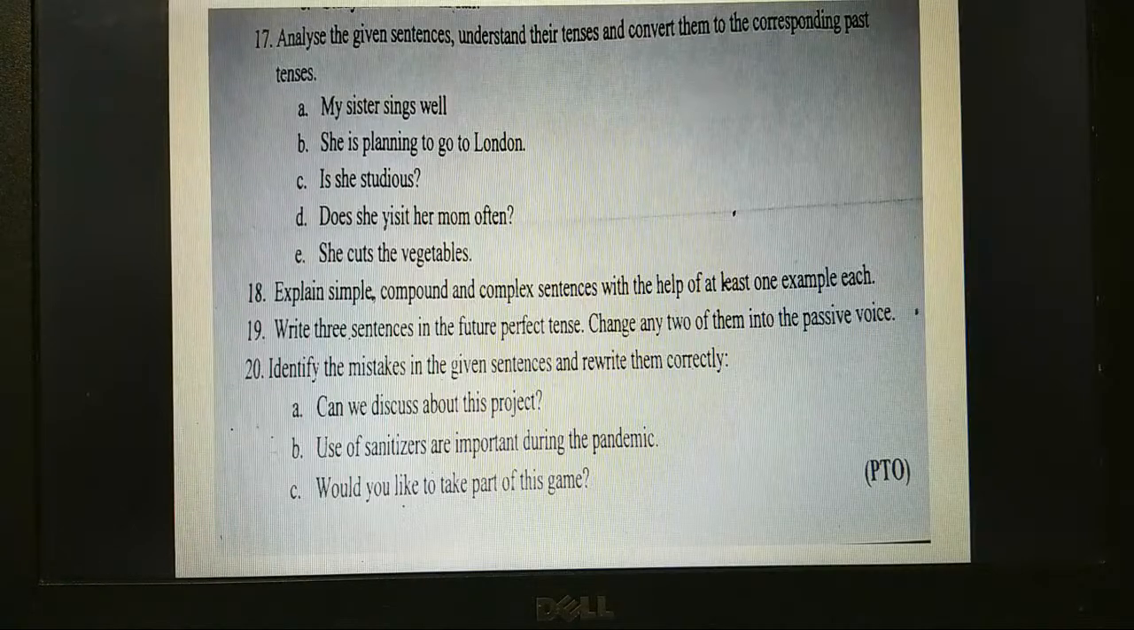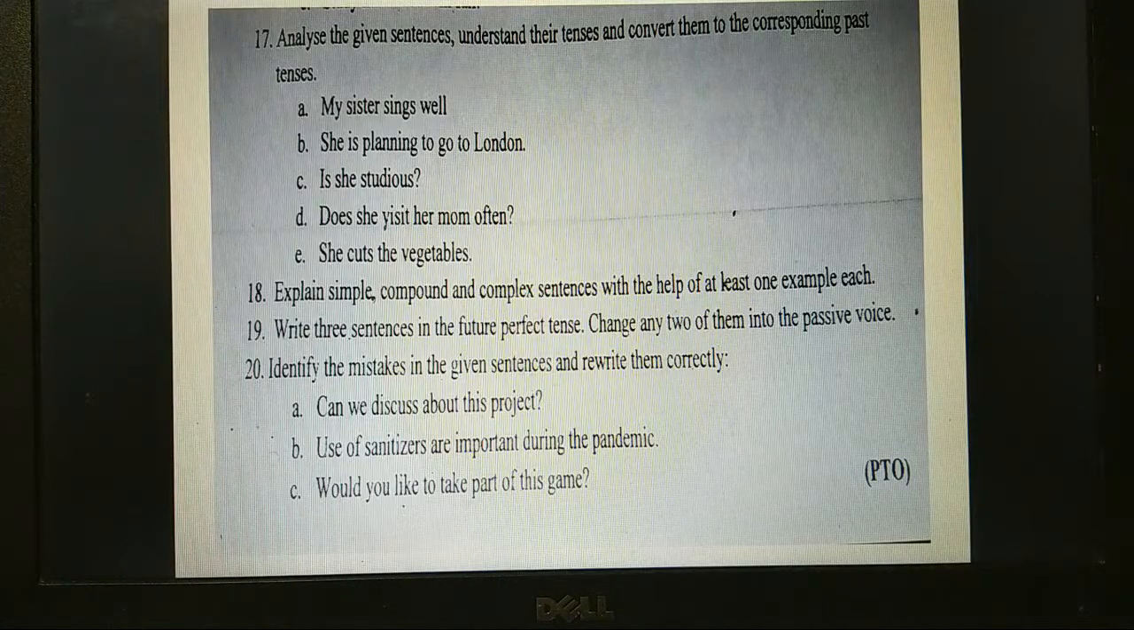Now, E, she cuts the vegetables. This is simple present, and be sure about the past tense form of cut. It is cut, cut, cut, and we are changing it into simple past. She cut the vegetables.